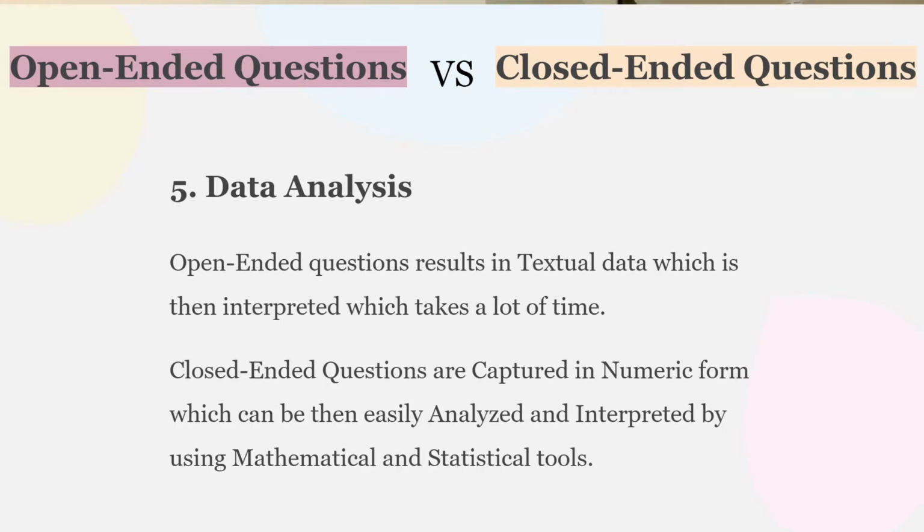Difference number 5 is data analysis. Open-ended questions result in textual data which is then interpreted, which takes a lot of time. You need to connect different dots while trying to interpret this textual data, which is subjective in nature. However, closed-ended questions give you numeric data, which is then statistically interpreted and analyzed by using various mathematical and statistical tools, which is extremely quick.